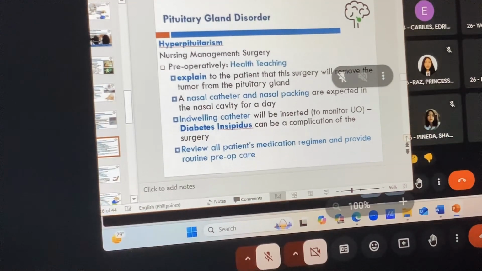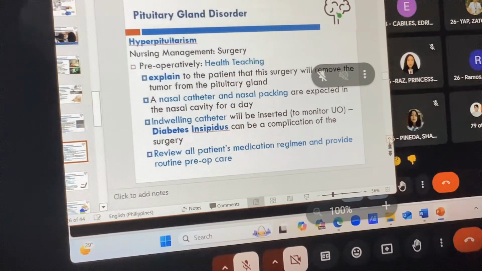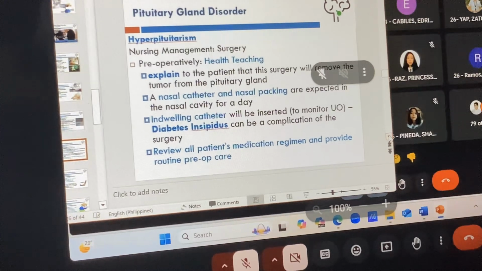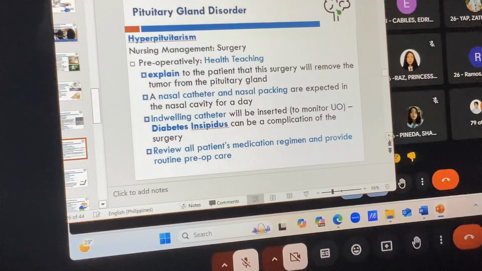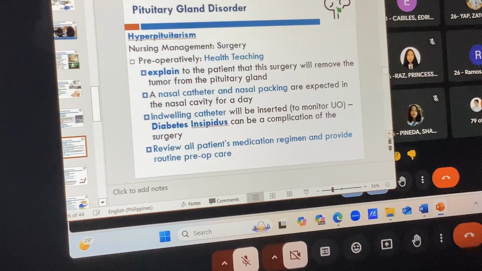And then we need to insert a catheter. Sa OR pa lang, meron ng catheter yung patient ninyo. And usually it is inserted so that we can monitor the urine output. Now, because any patients having a surgery, okay, affecting the pituitary gland and involving the pituitary gland or nearby the pituitary gland, usually will develop a complication of diabetes insipidus.